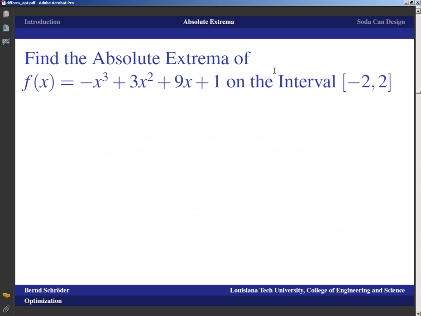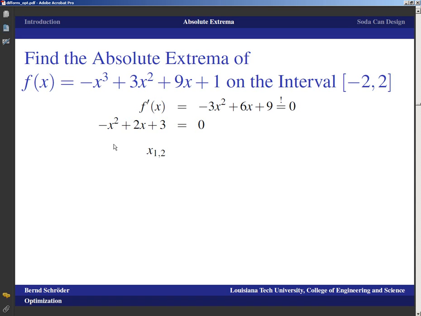Okay, so if we're looking at something like finding the absolute extrema of negative x cubed plus 3x squared plus 9x plus 1 on the interval negative 2, 2, well, we find the derivative, which is negative 3x squared plus 6x plus 9, right? Then we set that equal to 0. And, well, we have a common factor 3, which we can cancel. That will make the quadratic formula a little bit easier. So we end up with negative x squared plus 2x plus 3 equals 0.